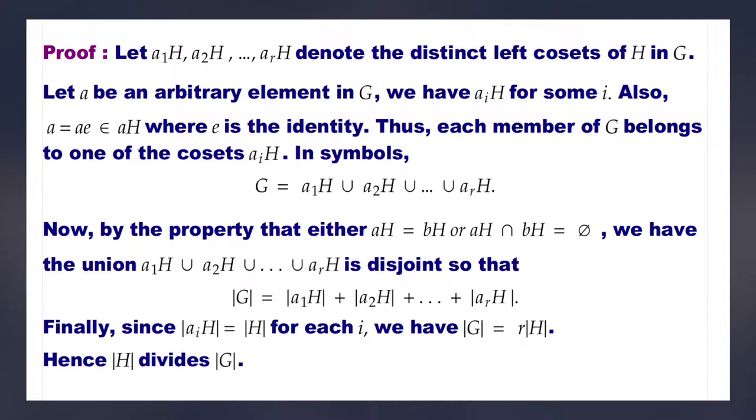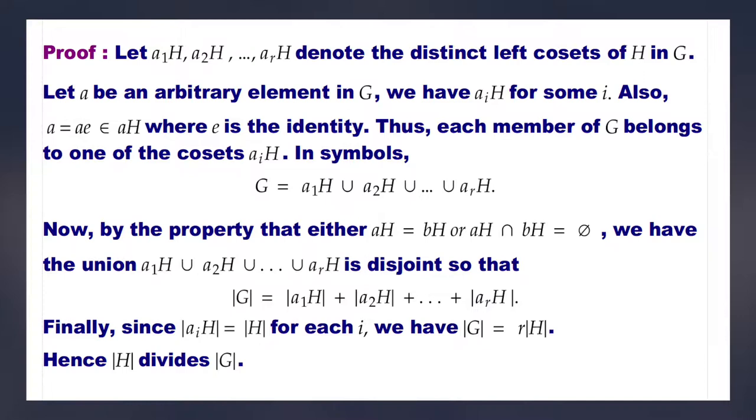Let A1H, A2H and so on, ARH denote the distinct left cosets of H in G. Let A be an arbitrary element in G. We have A in AiH for some i. Also, A is equal to AE in AH, where E is the identity. Thus, each member of G belongs to one of the cosets AiH. Now, G is equal to A1H union A2H and so on union ARH.